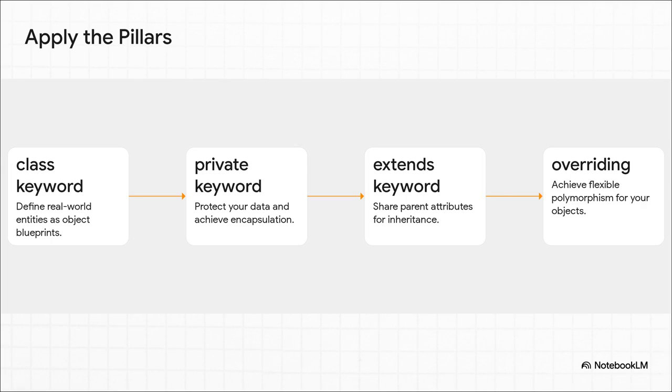Step 1. When you want to model a real-world entity, you're going to use the keyword class to define your object's blueprint. Step 2. To protect your data, use the keyword private to achieve encapsulation. Step 3. When a child needs to share parent attributes, just use the keyword extends for inheritance. And finally, step 4. To achieve that awesome, flexible polymorphism, use method overriding so different objects can respond to the exact same command in their own unique way. If you master these steps, I promise you are going to write cleaner, vastly more robust Java code.